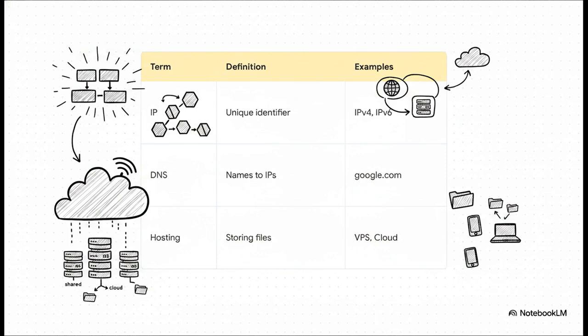Now, to actually route those requests, we rely on three core components. First, the IP address. This is the unique numerical identifier assigned to every single connected device, using either IPv4 or IPv6 protocols. Second is DNS, or the domain name system. DNS is what converts memorable domain names, like google.com, into those numerical IP addresses so we can connect faster. And third, hosting. This is the literal process of storing website files on web servers, whether that's shared, VPS, or cloud environments, ensuring clients can reliably access those files online.